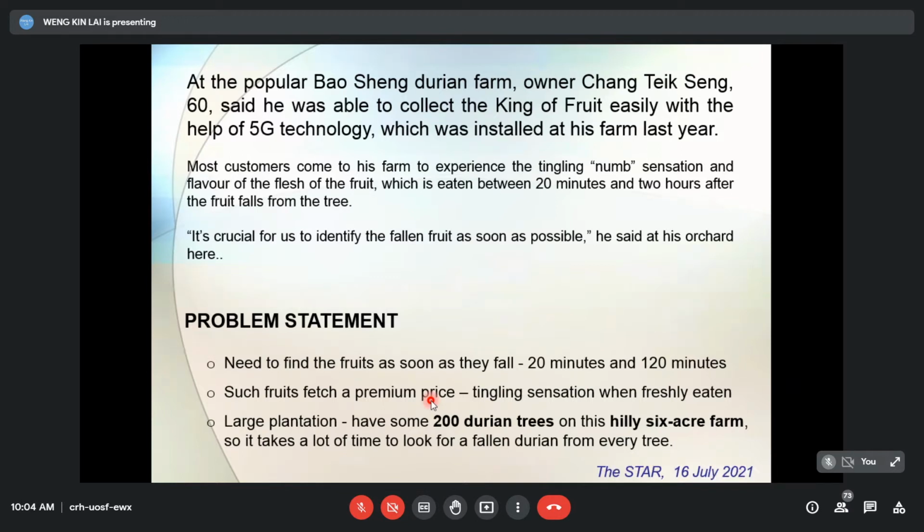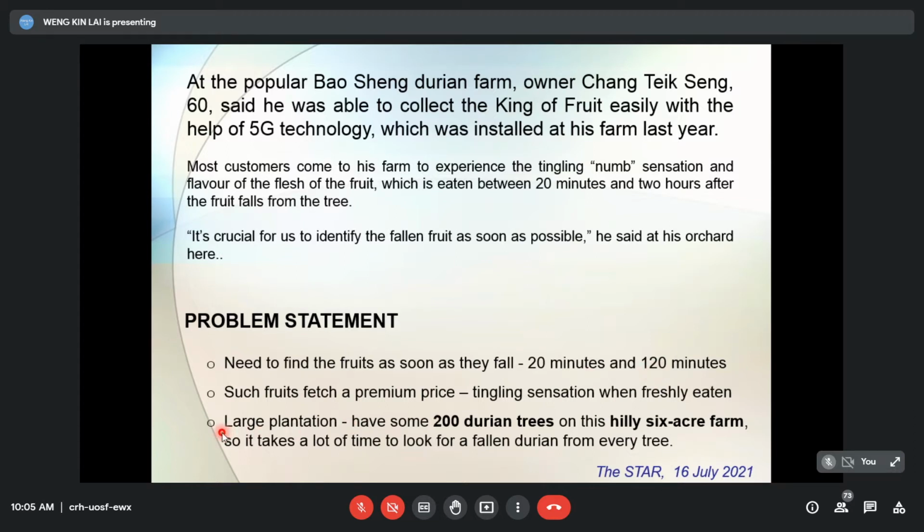Again, if you look at the problem itself, we reflect back on your entrepreneurship. In a world of high competition, everyone is selling durians in Penang. So how can I sell better? How can I stand out among all the other durian farmers? The answer is to sell fruits which are freshly fallen, because they provide extra sensation, a tingling, numbing sensation when freshly eaten, freshly defined as less than 2 hours.